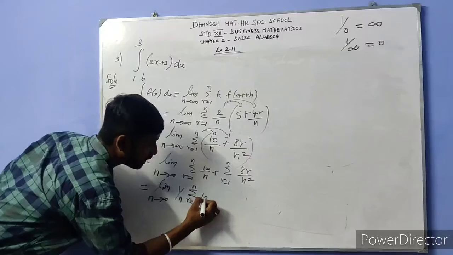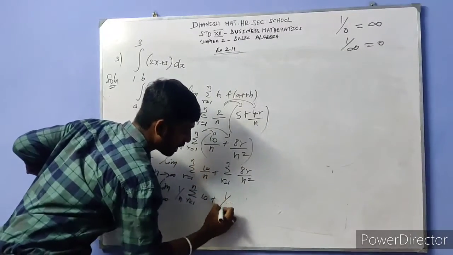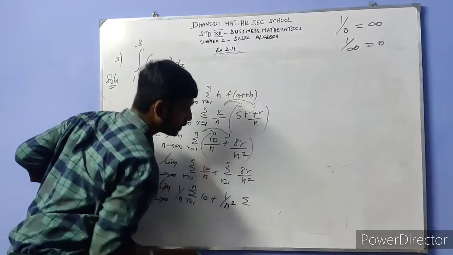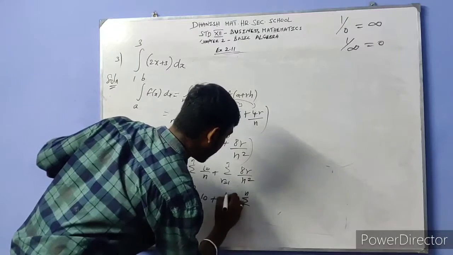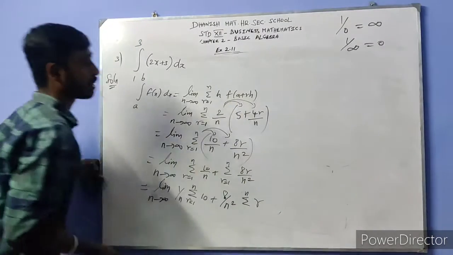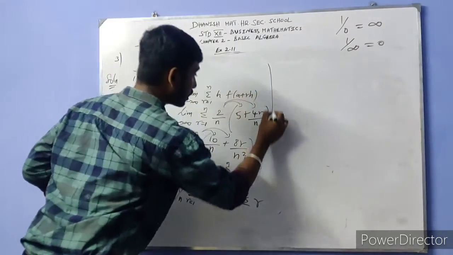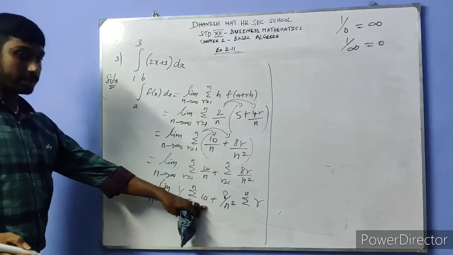Here itself we are having only 10. So now we have to write like this. Here I am taking 1 by n square out from the summation, that will be 8 and the summation of r. What is the summation of r here? So what are the remaining values here? Now we are going to substitute the formula here. Here itself we are having a constant value.